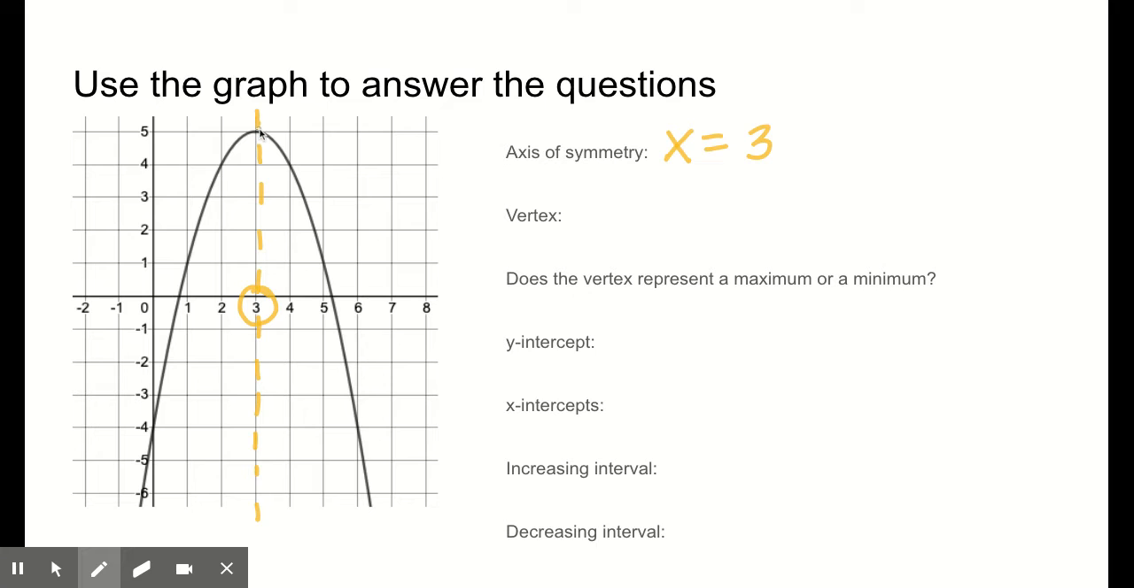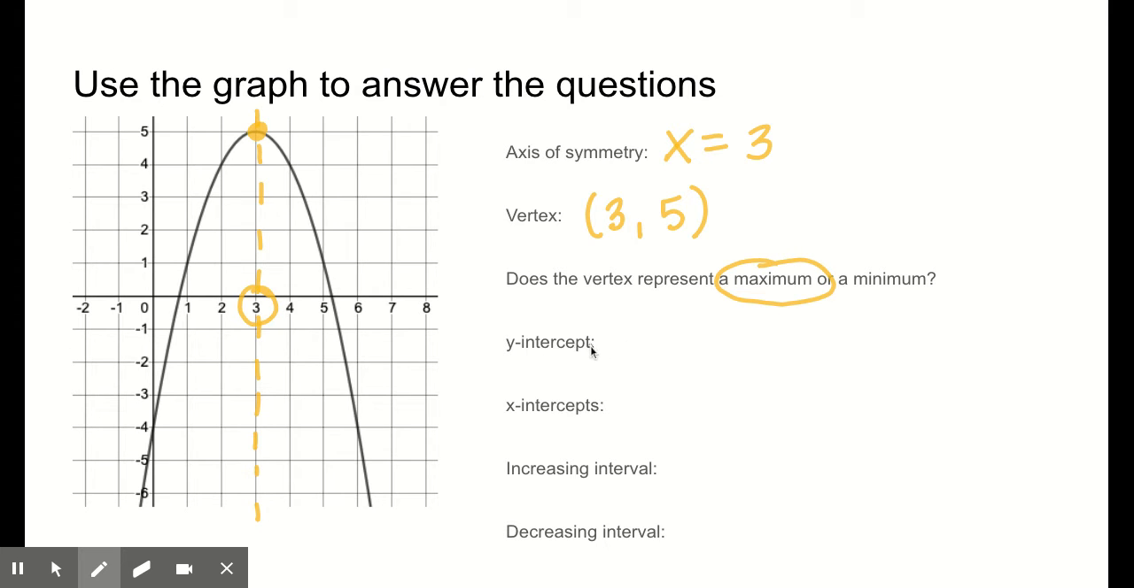The vertex is the highest or lowest point on the parabola. Well, this one happens to be the highest point, and it is an ordered pair, so make sure you're writing it as so. And so the ordered pair of this vertex is (3, 5). We need to make sure that we're putting parentheses around our vertex, not brackets, and not just leaving it without. So please be really careful and make sure that for your vertex, for any ordered pair, you're always putting parentheses around your numbers. Does the vertex represent a maximum or a minimum? Well, this is the highest point, which is the maximum value of the graph.